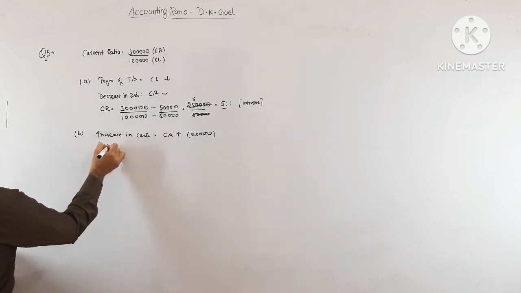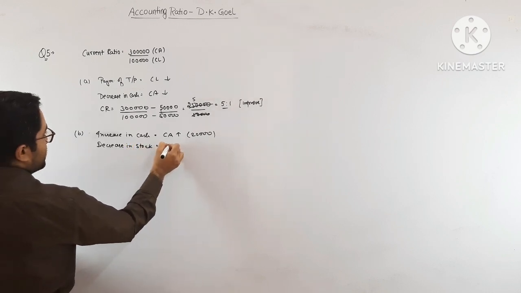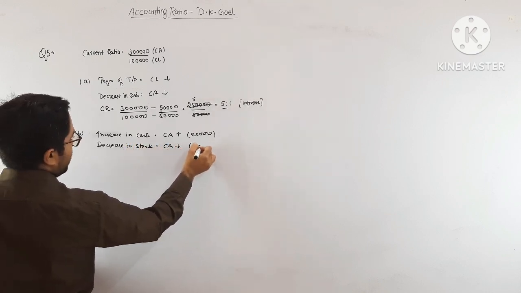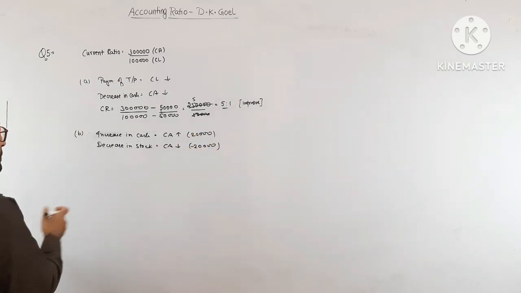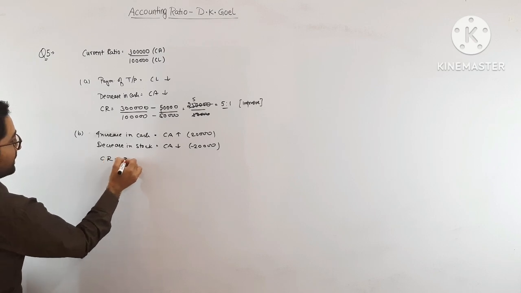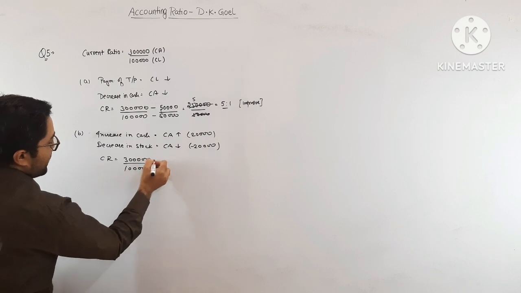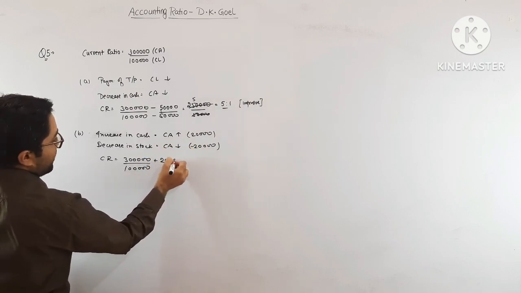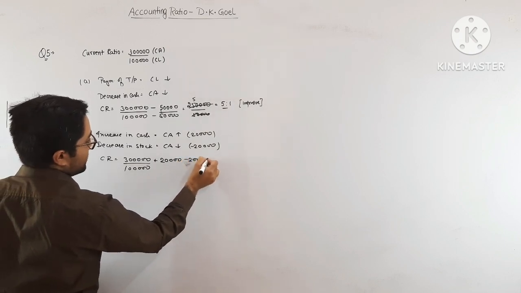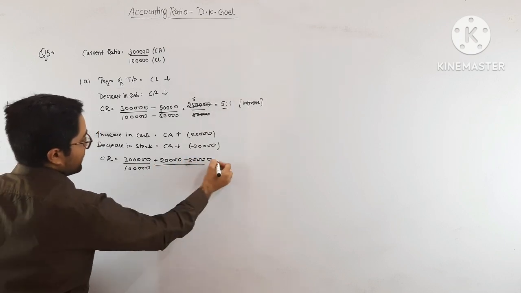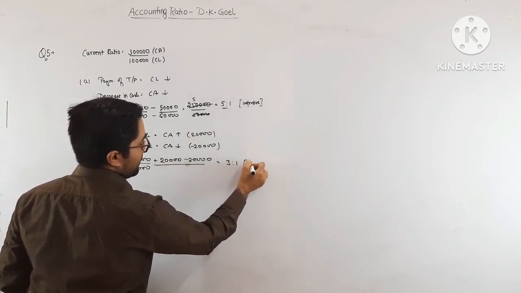Next, if you sell stock, there is a decrease in stock. Stock is also your current asset, and it decreases by 20,000. Minus 20,000. Clear? So let's see the result. Current ratio will be 3 lakh rupees divided by 1 lakh rupees. Now increase in cash plus 20,000, decrease in stock minus 20,000. Clear? No change. Plus 20 and minus 20 will cancel out. 3:1, and there will be no change.